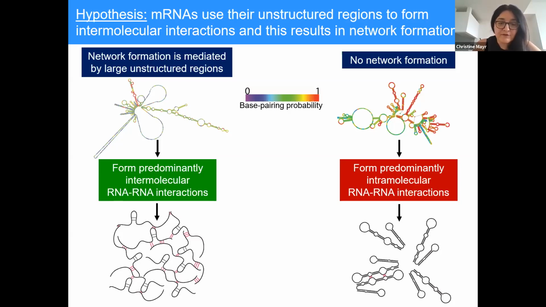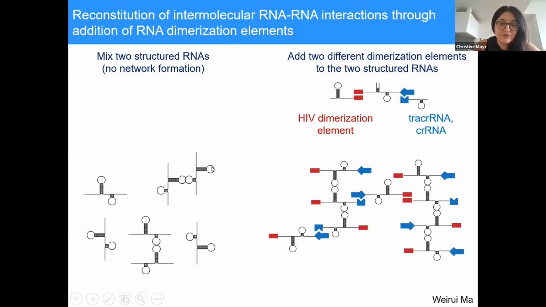So what we did is we took two structured RNAs that do not form networks, but they can interact here. And then we added RNA dimerization elements at the 5' and 3' ends. So now we can create in vitro a higher order RNA network. And we chose these RNA dimerization elements in a way that we can really form a very large network.